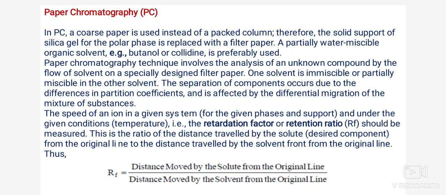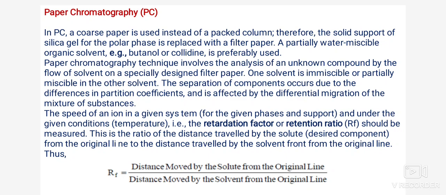So cellulose contains hydroxy groups, that is OH groups, that are very polar. So the compounds form hydrogen bonds or interact by van der Waals dispersion forces and dipole-dipole forces. Hence, it acts as a stationary phase with the principle of partition. Based on the method, paper chromatography is of five types: ascending, descending, circular, and two-dimensional. These are the types.